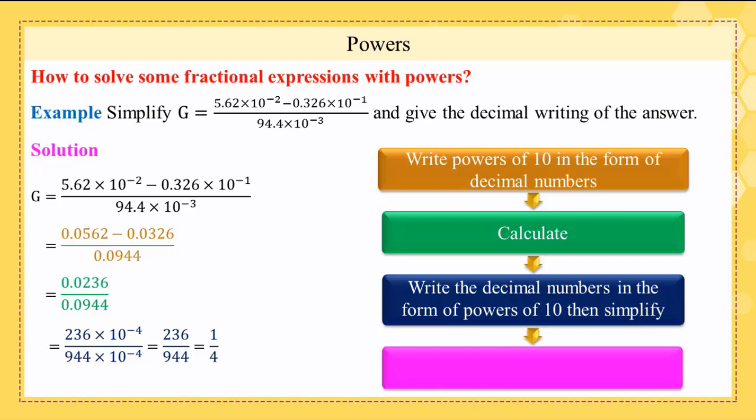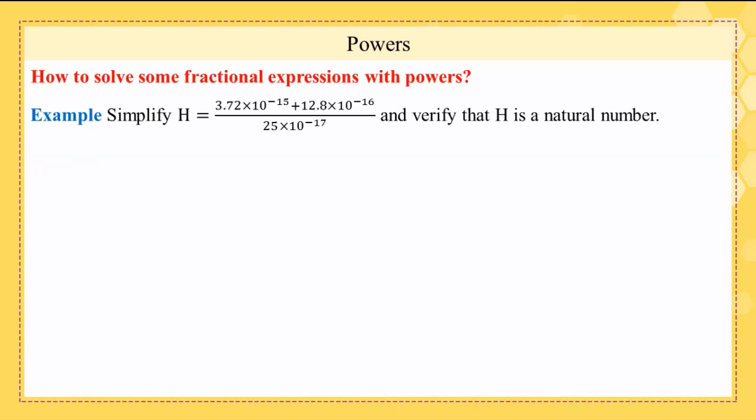Up till now we simplified g, but in the question it needs us to give the decimal writing of the answer, which is the fourth step. Thus we write 1 over 4 as a decimal number, so 1 over 4 equals 0.25. This is the last example. Simplify h and verify that h is a natural number.